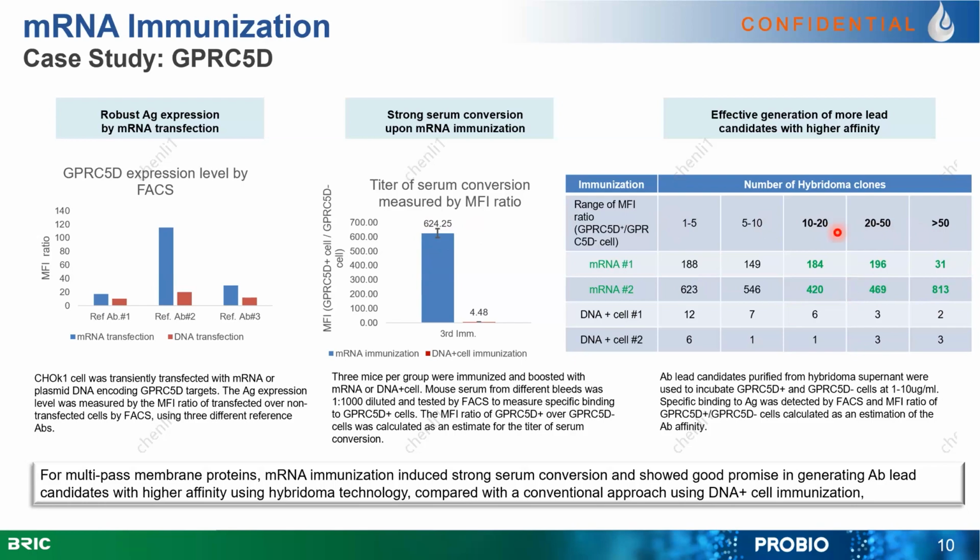With these two internal case studies and also a dozen completed projects after these two internal case studies, mRNA is becoming our top choice when it comes to immunization and antibody generation against multi-pass membrane targets.